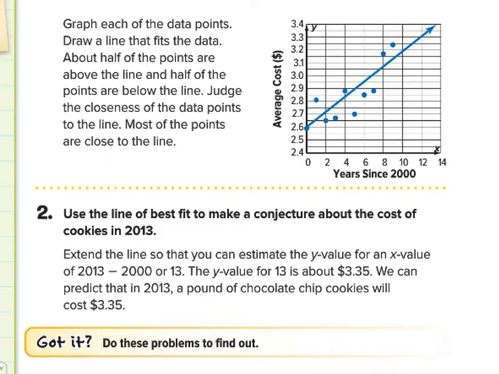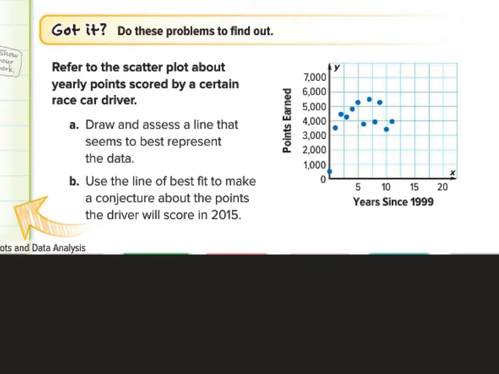I can draw a straight line if it's easiest, where you see that the 13th year, or 2013, is right there. And if we follow it across, we see that it's at $3.35. Right? So extend the line so that you can estimate the y value for an x value of 2013 minus 2000, or 13. The y value for 13 is about 3.35. Yep, we can see that right there. We can predict that in 2013 a pound of chocolate chip cookies will cost about $3.35.